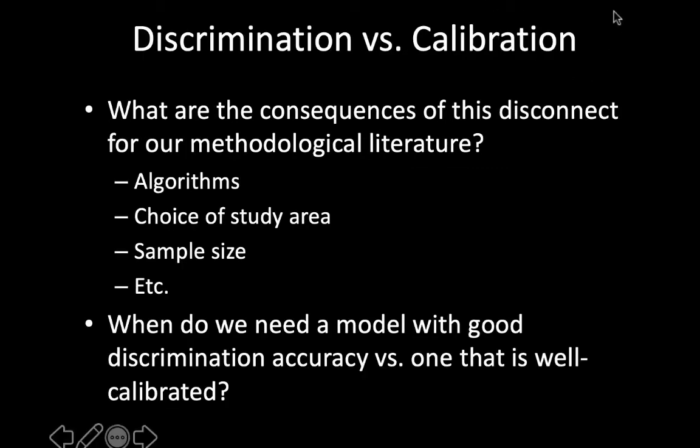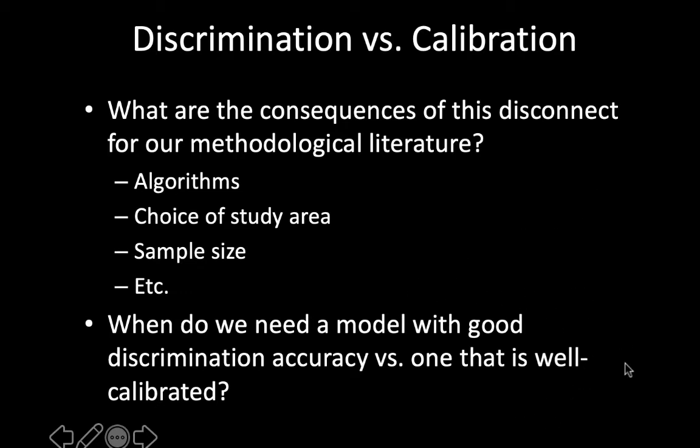And this problem may extend well beyond any given empirical study, because we've also got this whole literature of methodological choices we make: which algorithms work best, how we choose our study area, what sample size we need, and all that sort of stuff, which is almost entirely driven by discrimination accuracy on randomly withheld subsets of your data. And it's entirely possible that for applications where we want well-calibrated models that make reliable probabilistic estimates, every one of these methodological choices could be entirely wrong. So we need to really reevaluate that.